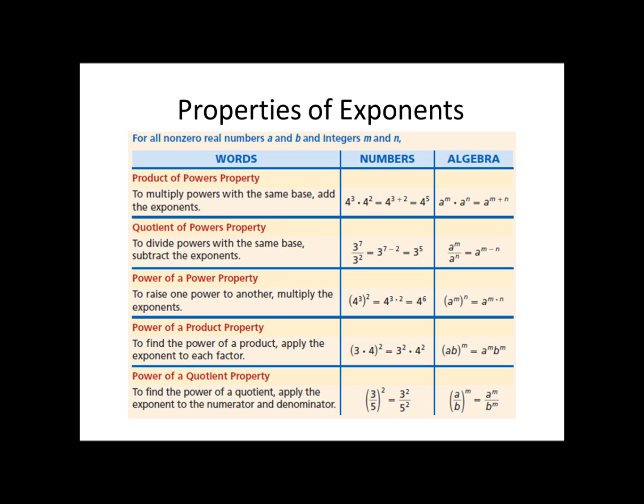Last couple deal with if you put the power on something bigger, if you put a power on multiplication, if you put a power on a fraction, you can break them up. Instead of 3 times 4, all of that squared, maybe it's easier to make it 3 squared times 4 squared. You get to do that. Instead of 3/5 squared, you can break it up and square the top, square the bottom separately.